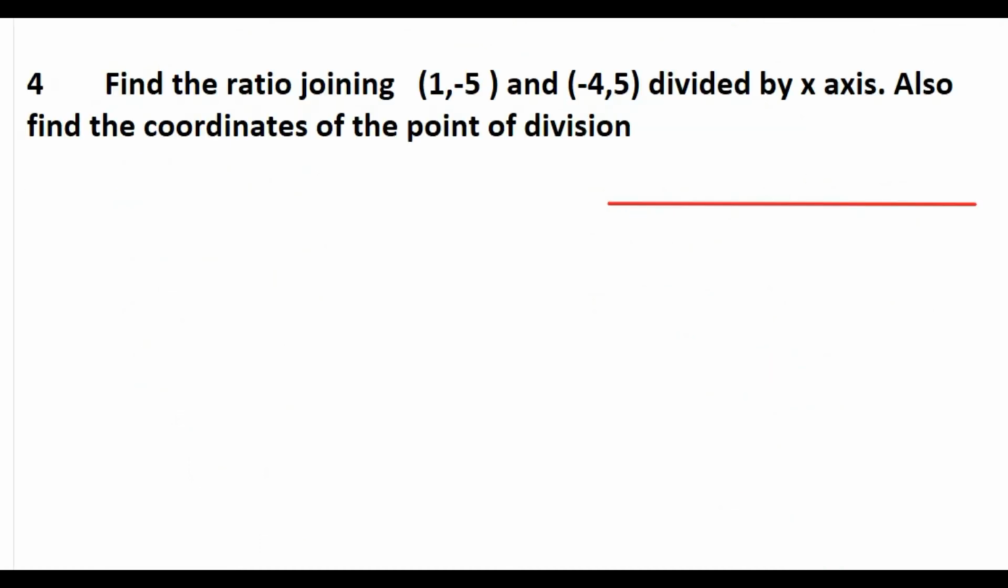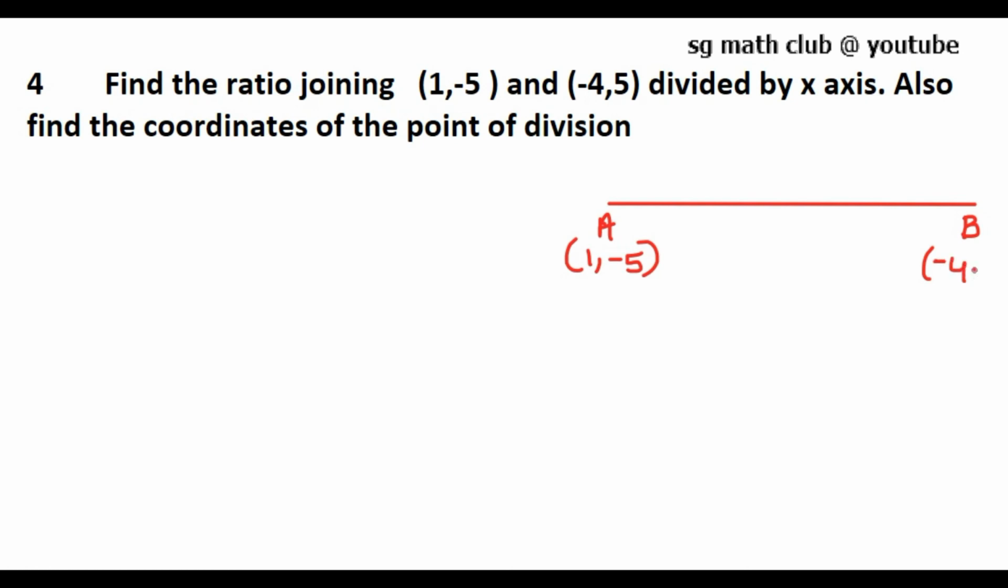Next: find the ratio in which the line segment joining (1, -5) and (-4, 5) is divided by the x-axis. Also find the coordinates of the point of division. So let AB be the line segment. Coordinates of A is (1, -5). Coordinates of B is (-4, 5). In the first problem, they gave the ratio. In the second problem, the ratio is not given but the coordinate is given. In this problem, they have given neither the ratio nor the coordinate.